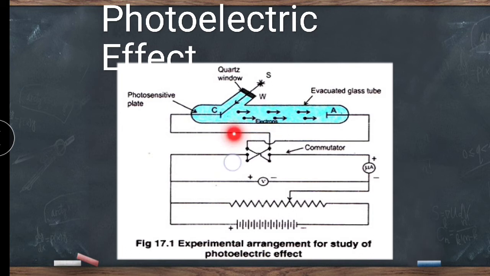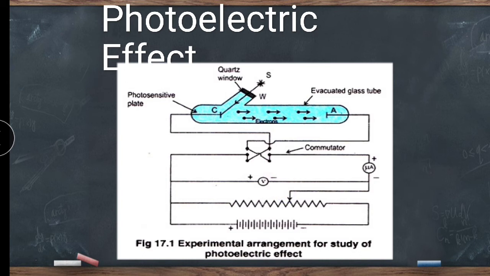Now down below, the commutator key is there. Commutator key consists of 4 keys. Why are we using the commutator key? Because at the time of learning the characteristics of the photoelectric effect we need to change the polarity, and for changing the polarity it is necessary for us to use the commutator key. Now here you can see the microammeter. As we are generating current in this experiment, to measure that current we need a microammeter.